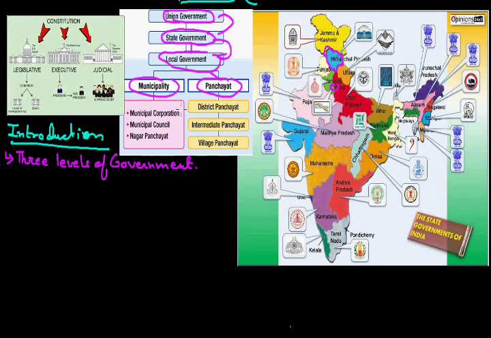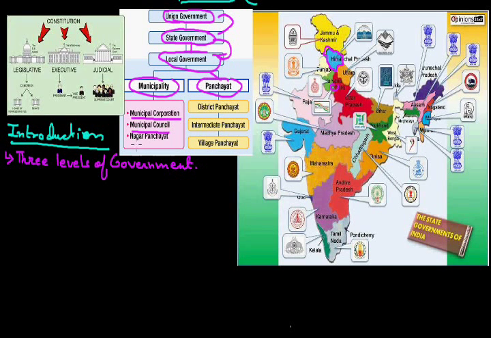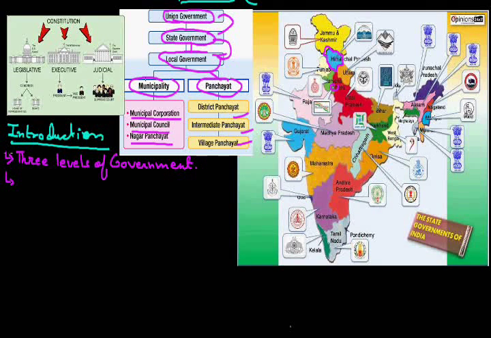Municipality means if the cities are very big, with a population of more than 10 lakhs, there is a municipal corporation. Less than 10 lakh, it's a municipal council, and if it's a town, then it's a nagar panchayat. Similarly, the panchayat system is also divided into three systems: the village panchayat, the intermediate panchayat, and the district panchayat or Zila Parishad. This is how we divide the government system of India into three different levels, so that the power can easily be distributed in all these systems.